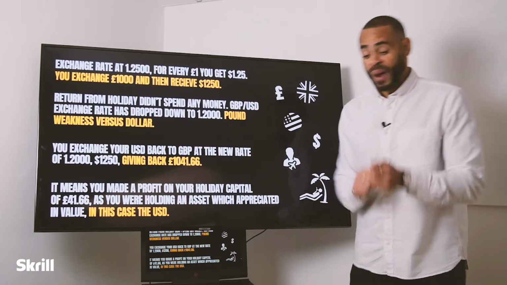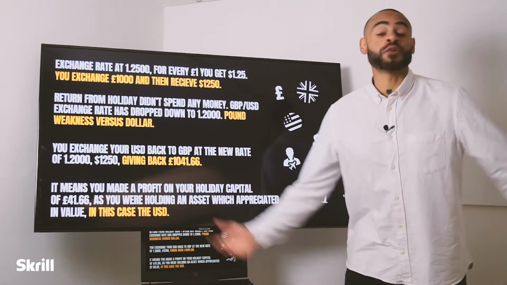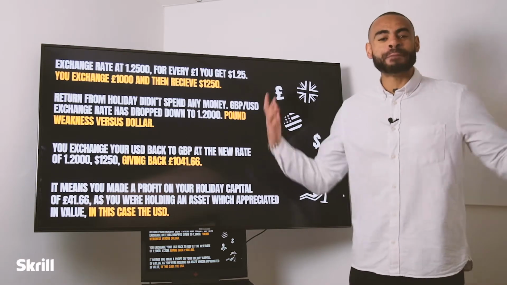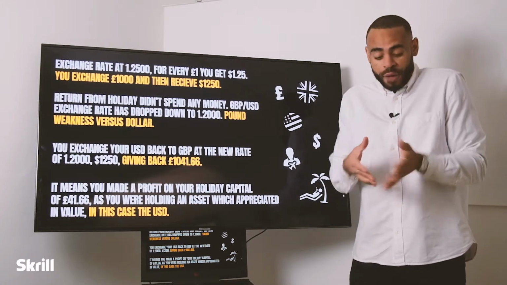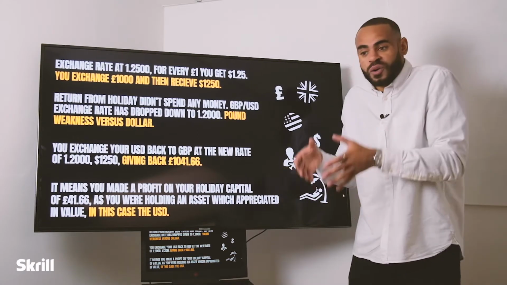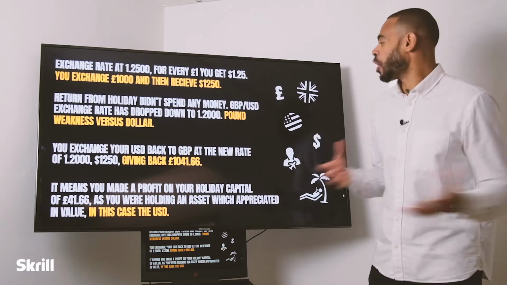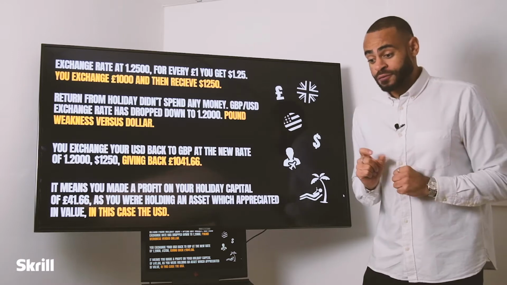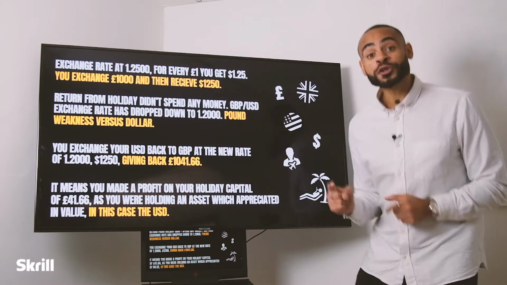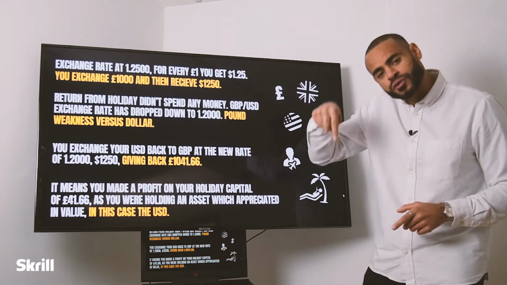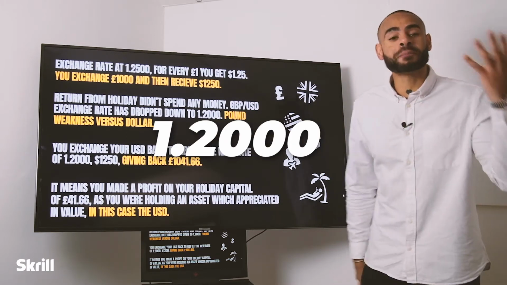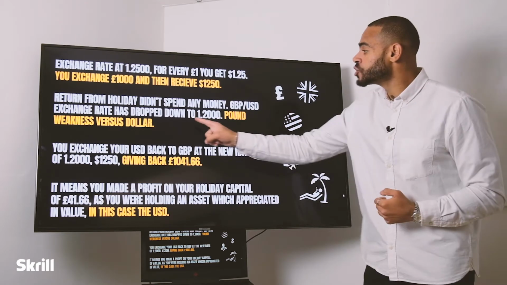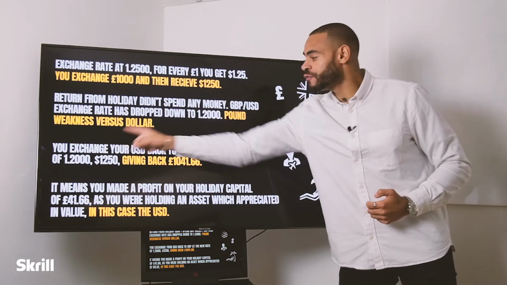Now, you return back from holiday. Say miraculously, for whatever reason, you were treated by whoever when you went over to the United States and you didn't spend a penny, okay? So you've still got this £1,000 that you exchanged into dollars, so $1,250, you've still got that full amount of money. When you left, the rate was 1.25. Now, upon your return, the rate has dropped down to 1.20, okay? So effectively, the pound has weakened versus the dollar. So the exchange rate has come down to 1.20. So it's pound weakness versus the dollar.